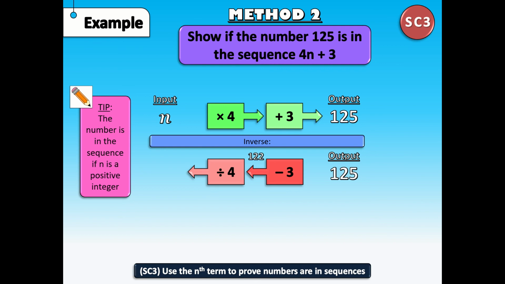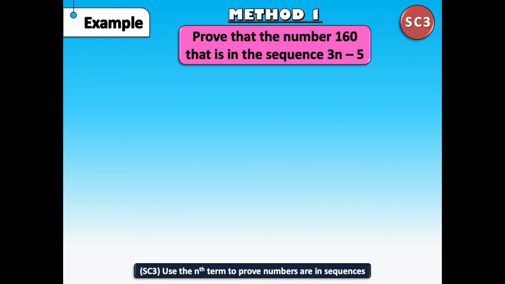125 take away 3 is 122. And 122 divided by 4 is 30.5. Again, because the answer is not a whole number, 125 is not in the sequence 4n plus 3.